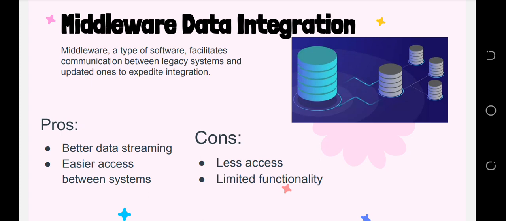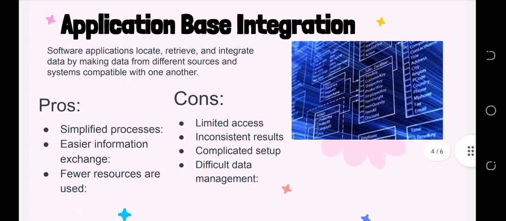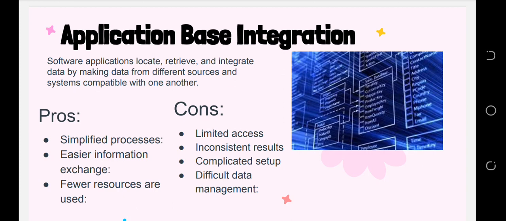And let's go for the application-based integration. Software applications locate, retrieve, and integrate data by making data from different sources and systems compatible with one another. The pros are simplified processes, easier information exchange, and fewer resources used. And the cons are limited access, inconsistent results, complicated setup, and difficult data management.